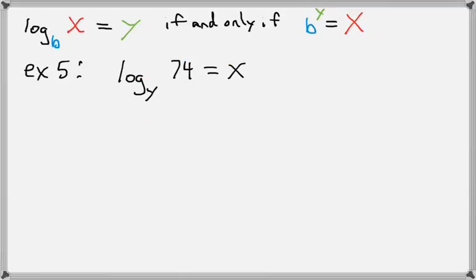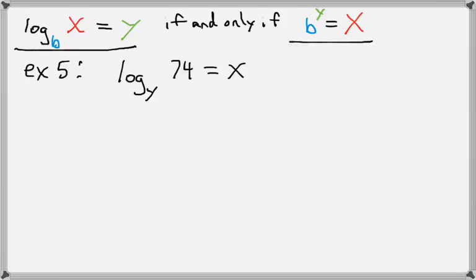Now we have an example where we're not all numbers. We have variables. It still does not change the process. Log base y of 74 is equal to x is still logarithmic form, so it matches this guy over here. We want to convert it to exponential, so it matches this guy over here.